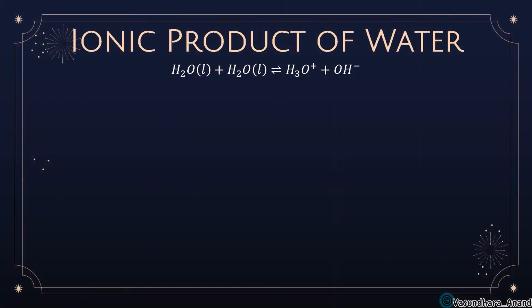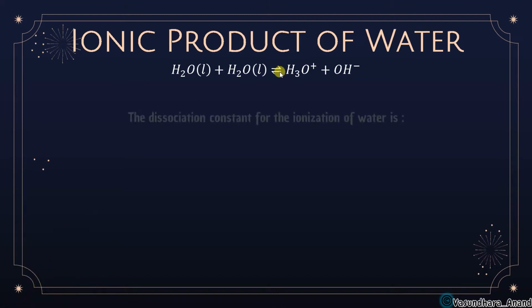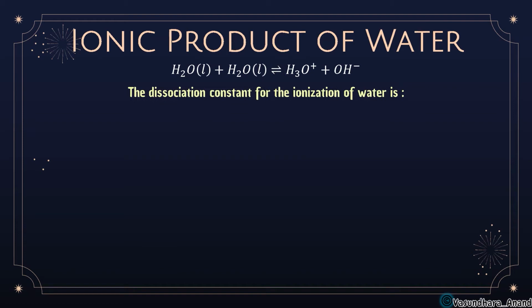Okay. Now, ionic product of water. So what is this ionic product? As the name suggests, product of ions. So when H2O plus H2O react, this will give you H3O plus and OH minus. Then the dissociation constant for the ionization of water will be K is equal to, we know that dissociation constant is product concentration upon reactant concentration. Product concentration is H3O plus and OH minus. Reactant concentration is H2O into H2O, isn't it?